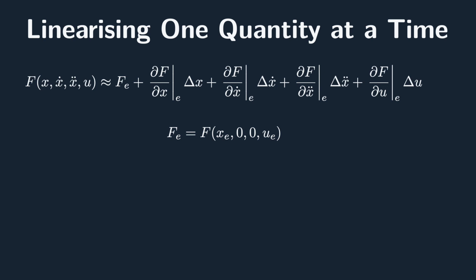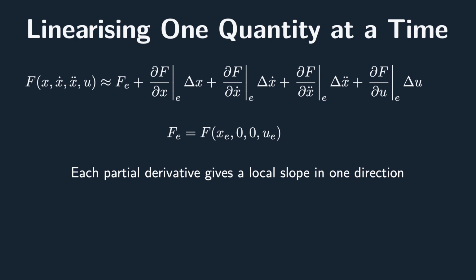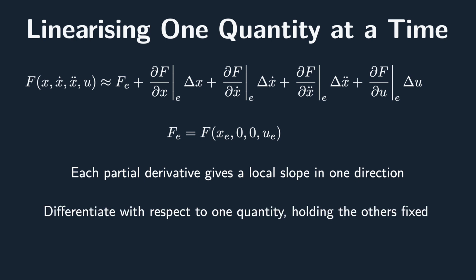The idea is similar to the tangent line approximation for a function of one variable, where the derivative gives the slope of the local straight line approximation. Here, f depends on four quantities: x, x dot, x double dot, and u. So, instead of a single slope, we get one local slope for each of these quantities. Each slope is found using a partial derivative.